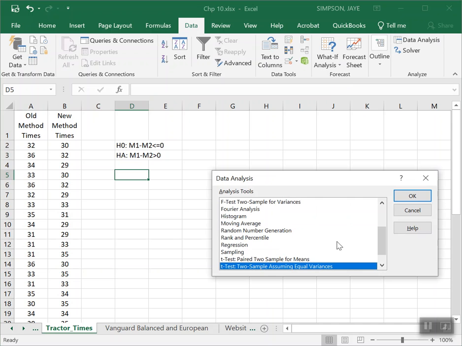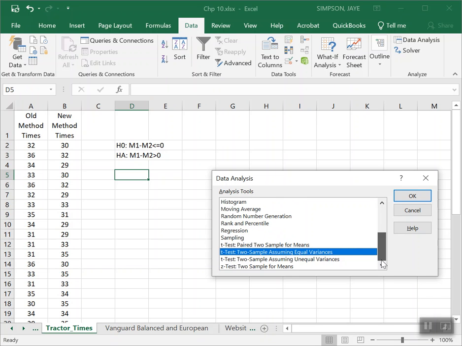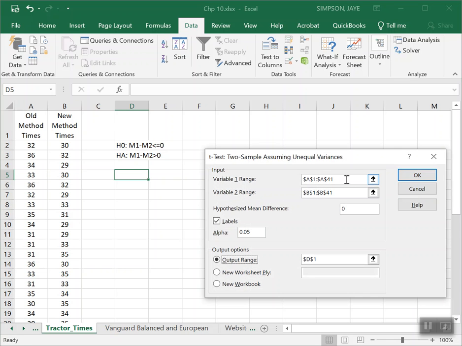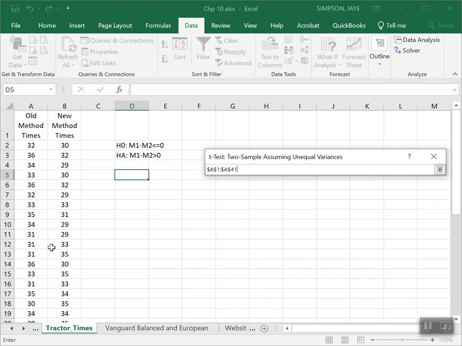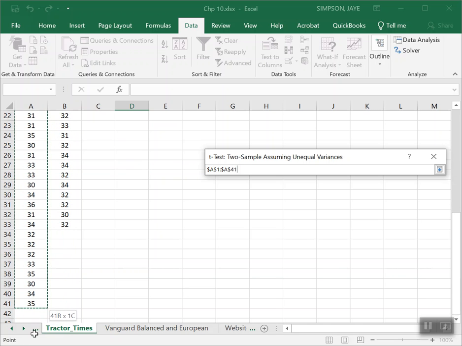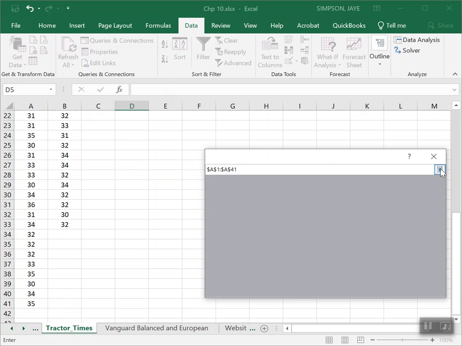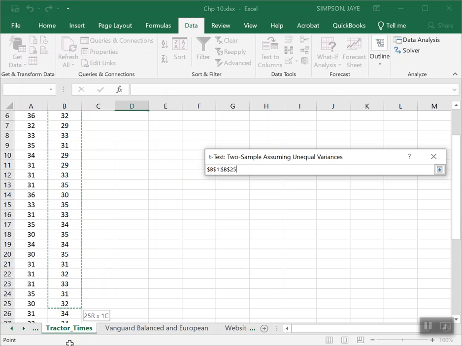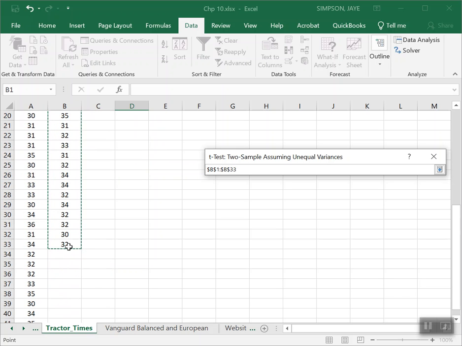So now because I'm told that the population variances are not equal, I'm going to use the t-test assuming unequal variances. My range for variable 1 is A1 through A41. If we scroll all the way down here, we can see A1 through A41. And then my range for variable 2 is going to be B1 through B33.